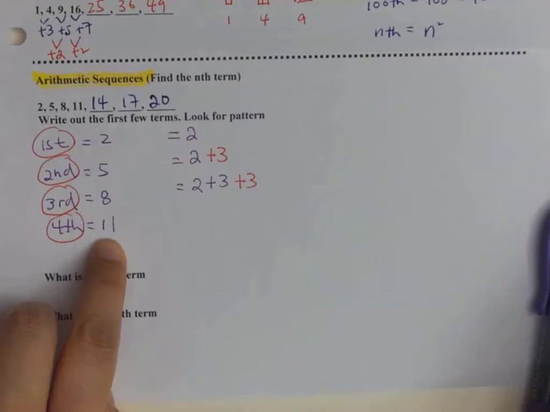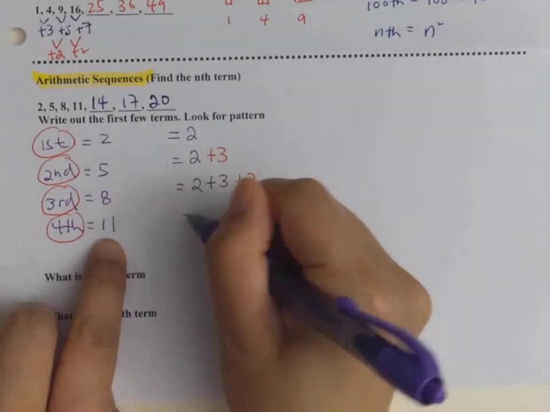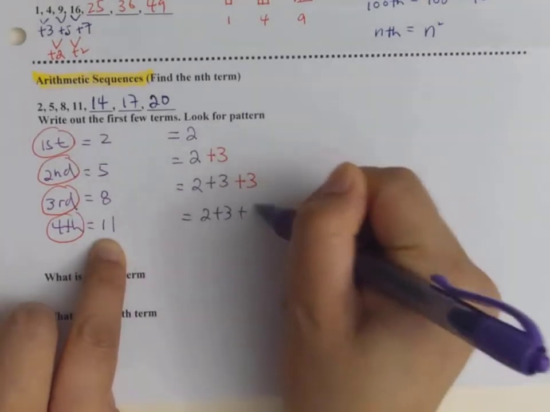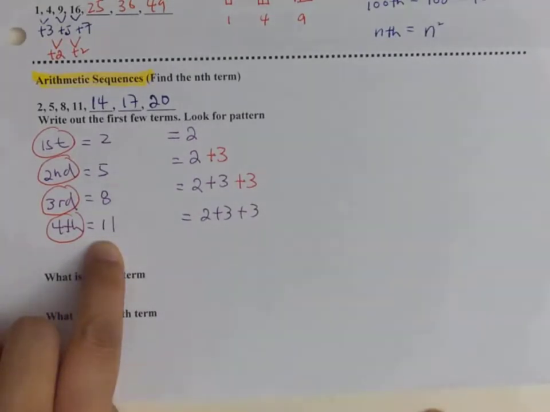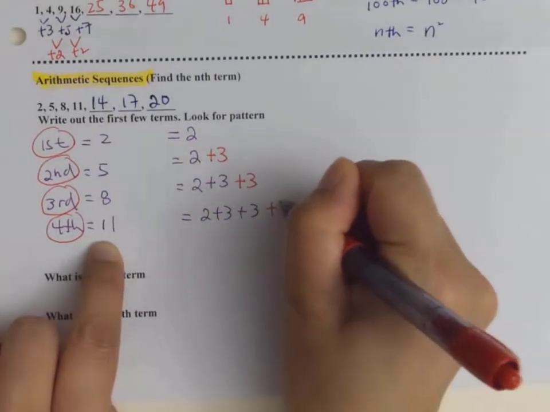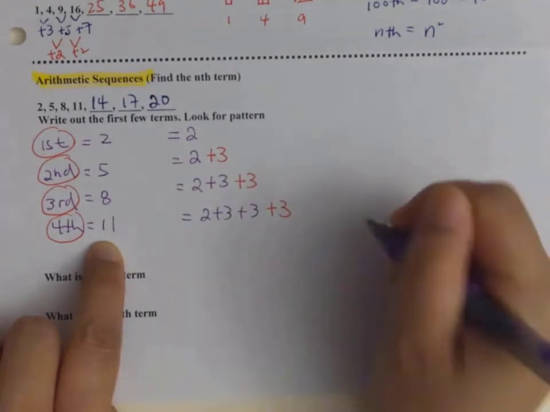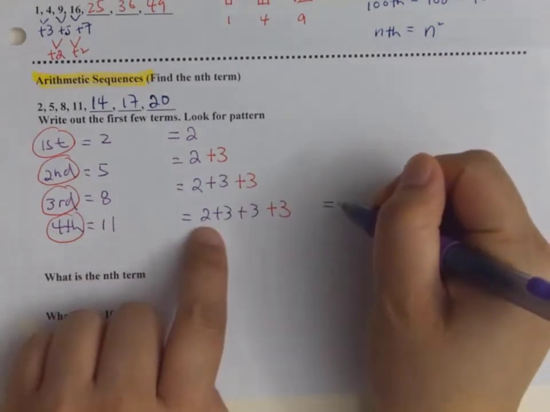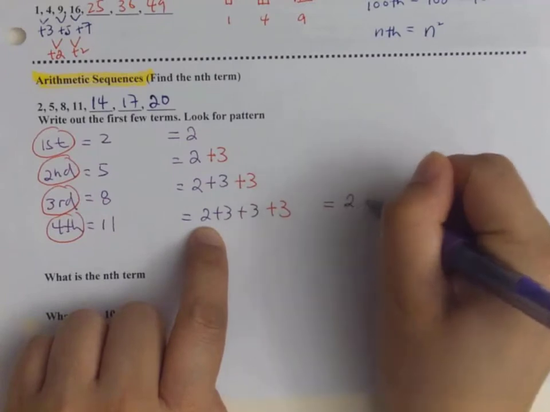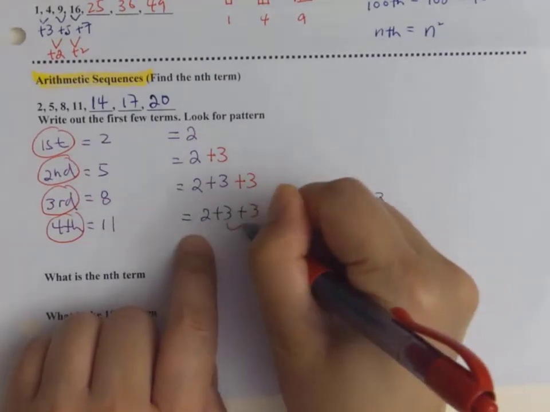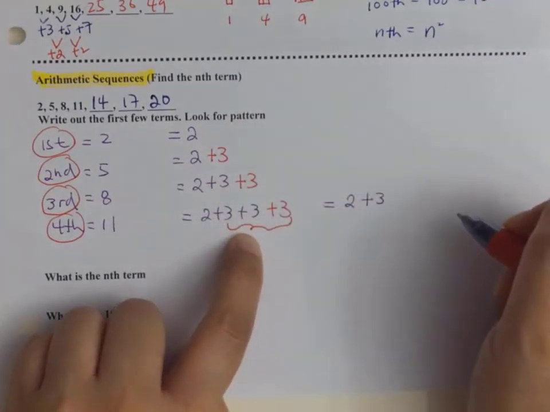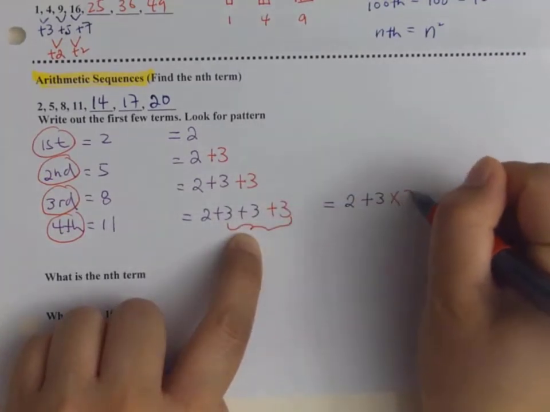So the next one would be to write down what we have from the last line. 2 plus 3 plus 3, that's 5, that's 8. 8 to 11, we need to add one more 3. So now we're going to need to clean that up. I can see all the terms start with 2 plus 3, right? And the one we just did has 3 of the 3, so it's basically 3 times 3, right?